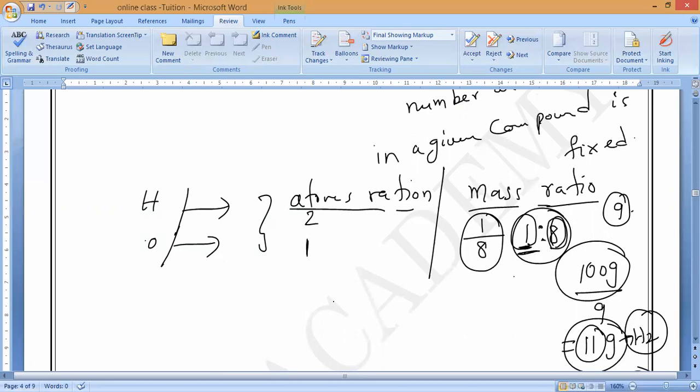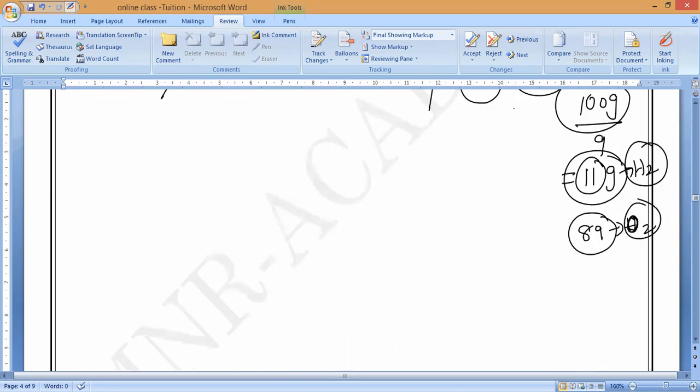From these observations, Dalton gave his postulates. How many postulates has he given? 10 postulates. That is Dalton's atomic theory. But Dalton's atomic theory is the modern atomic theory. I hope you all understand till here. Any doubt, guys? This is the explanation of the law of conservation of mass as well as the law of constant proportion. Next class we'll study the drawbacks of Dalton's atomic theory.